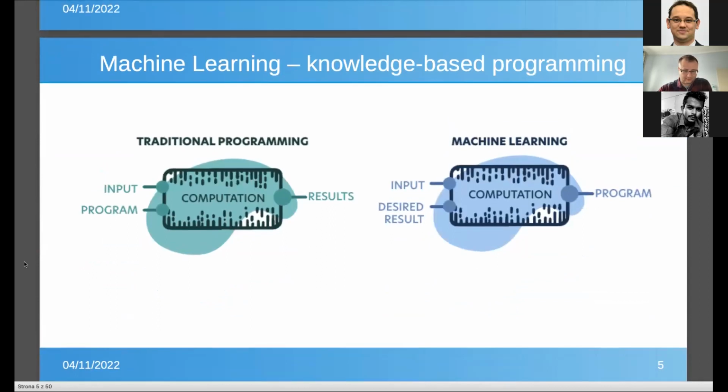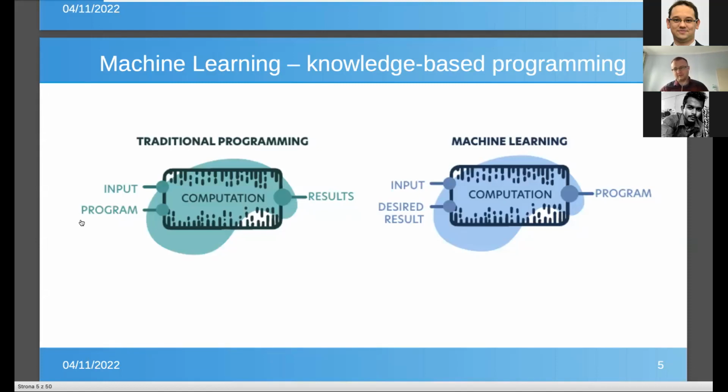So let's start with knowledge-based programming. Knowledge-based programming can be viewed as a paradigm of implementing code that is totally opposite to traditional programming. In traditional programming, we develop the code, the program, and we input the program with some initial data. Our code is computed on some machine, let's say on some computer, and we obtain the results. And this is the traditional programming we know from everyday applications we use today.